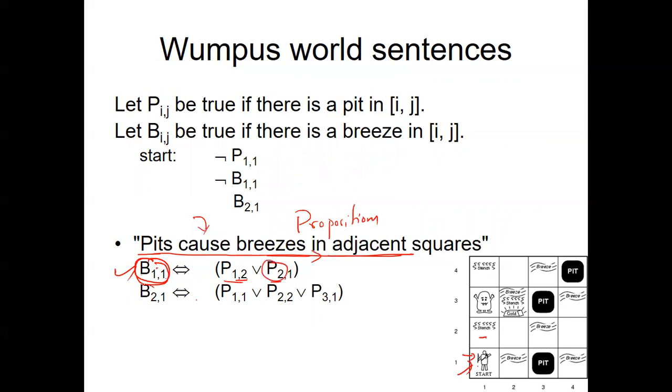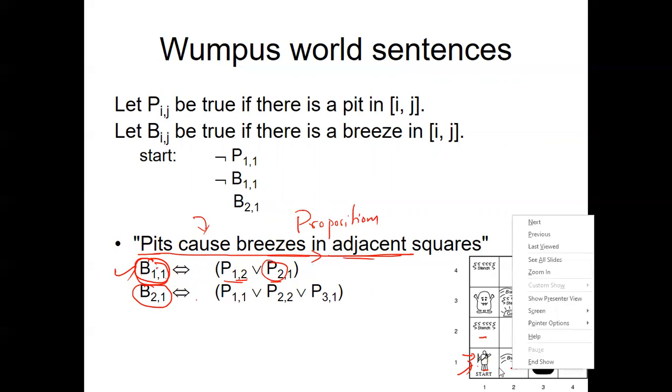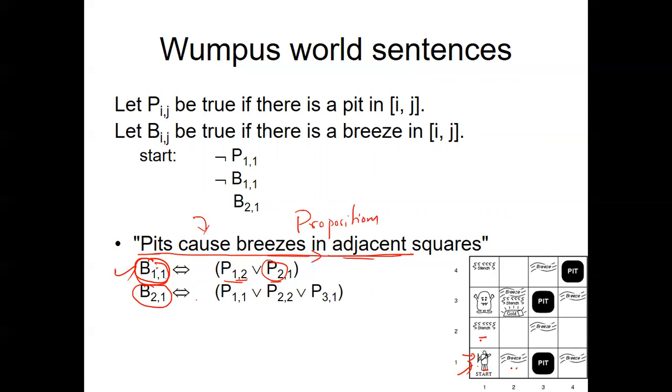Okay. Similarly, if there is a breeze in 2, 1, it means what? There is a pit either in 1, 1. Here we are not using any inferences. This is just mentioning only this info. Pits cause breezes in adjacent squares. We are talking only about that focused knowledge. So if there is breeze in 2, 1, it means a pit can be either in 1, 1 or 3, 1.